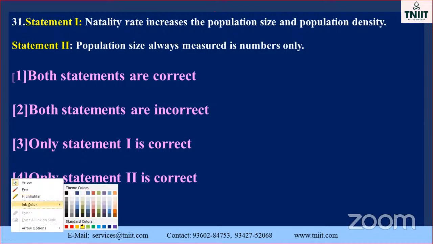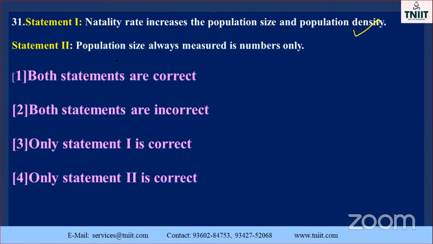Okay, this one is correct. The population size is always measured in numbers only? No, it is not related to the numbers. Both the statements are correct? No, see that, it will not come. Both the statements are incorrect? No, it is not. Only statement 1 is correct? Yes, 1 is correct only. The second statement is also wrong here.